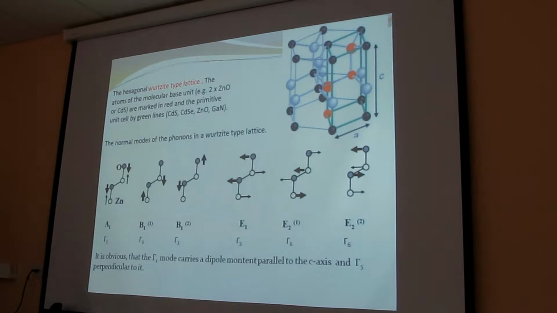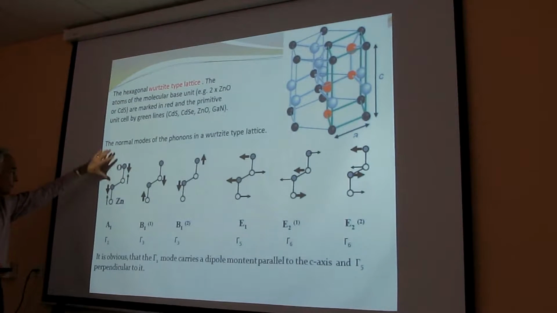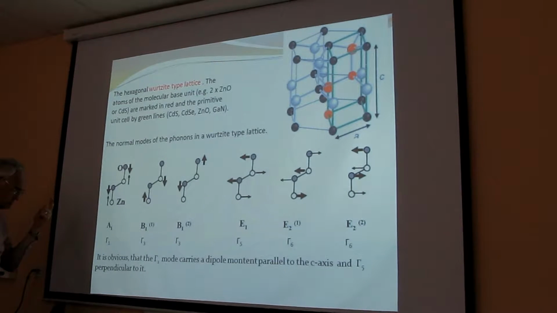And I show you here the normal modes for the phonons in Wurtzite structure. This is zinc oxide, gallium nitride, and so on. They are crystallizing in Wurtzite structure. And you see here a displacement of one type of ions in one direction and the other type in the other direction.